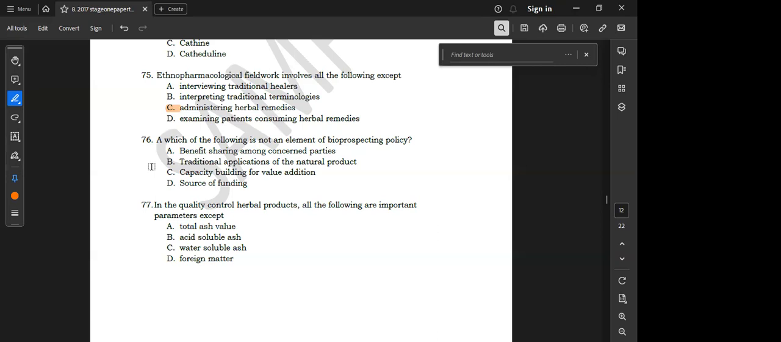So benefit sharing among concerned parties, traditional application of the natural product, capacity building for value addition, source of funding. Okay, is the benefit shared among just the concerned parties? I will personally go for A.